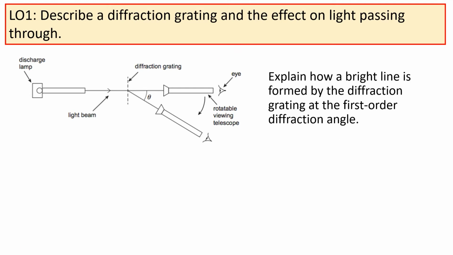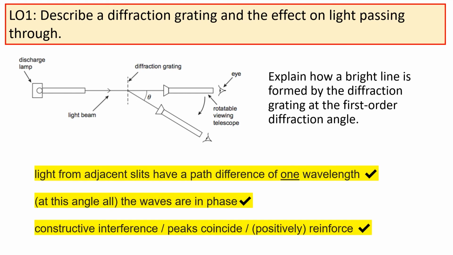And here's a second question which is a little bit more extended. Pause the video and I'll give you the answer shortly. And here are the answers. Firstly, the light from adjacent slits has a path length difference of one wavelength, meaning that the waves will all meet in phase. Therefore, we'll get constructive interference in this first order.